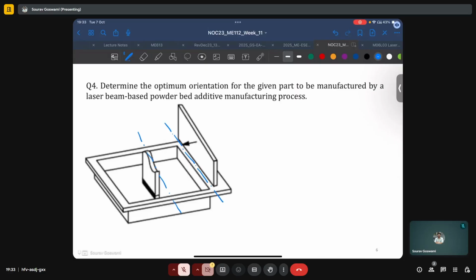almost the entire cross section of the part is in contact with the recoater blade. So some of the guidelines guiding this can be to minimize the number of surfaces or edges or lines parallel to the recoater.